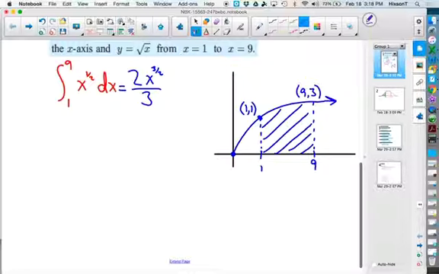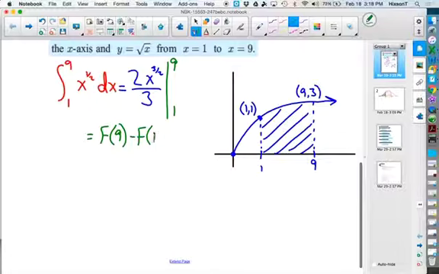So yeah, now we have the vertical line, and we're going to evaluate this from 1 to 9. Okay? In other words, we're doing capital F of 9 minus capital F of 1. So, I have 2 times 9 to the 3 halves power over 3 minus 2 times 1 to the 3 halves power over 3. Okay?